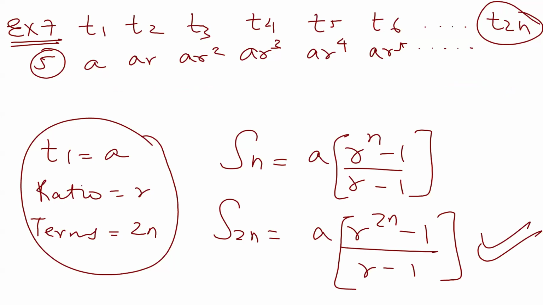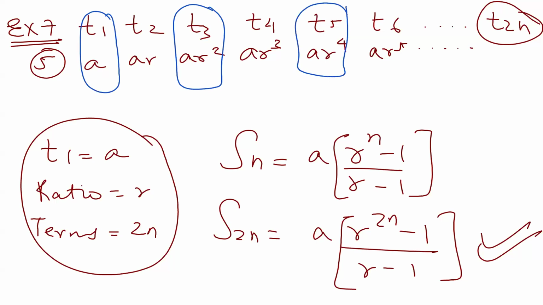Now the next part. It is 3 times. So this is 3 times the sum of all odd terms. So I'm highlighting all the odd terms over here. This is the odd term, this is the odd term, T1, T3, T5, these are the odd terms. Okay. Right.